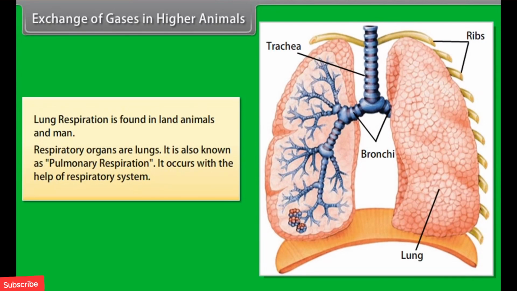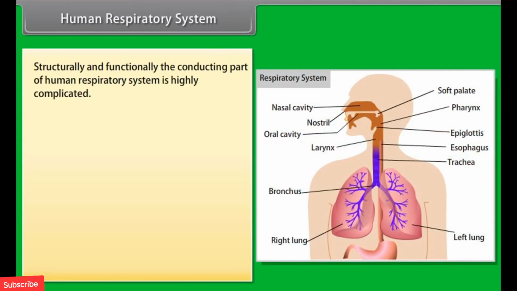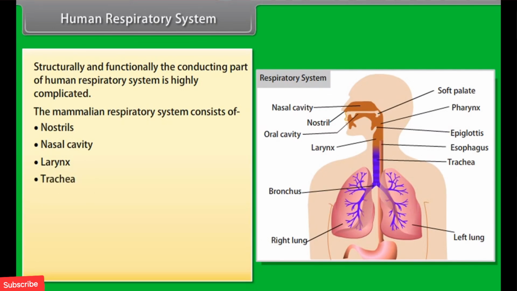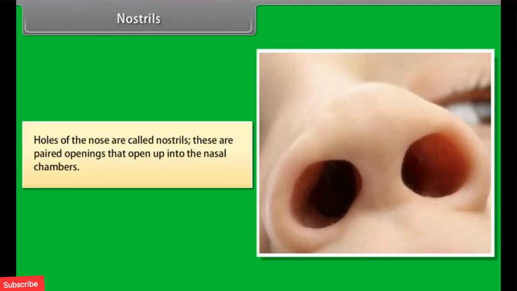Human respiratory system. Structurally and functionally, the conducting part of the human respiratory system is highly complicated. The mammalian respiratory system consists of nostrils, nasal cavity, larynx, trachea, bronchi, bronchiole, alveoli, lungs, diaphragm. Nostrils. Holes of the nose are called nostrils. These are paired openings that open up into the nasal chambers.